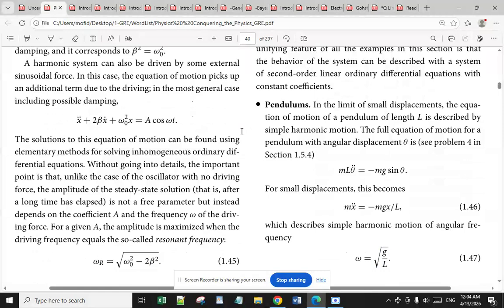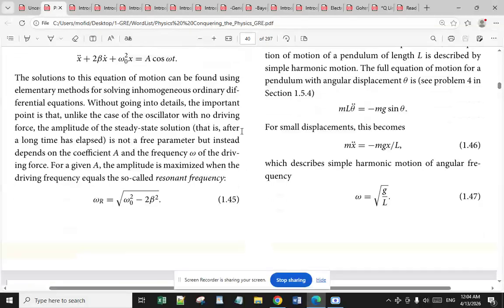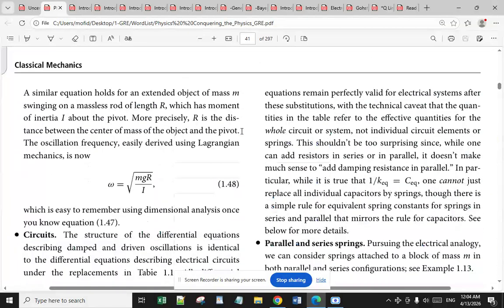For a small displacement, this becomes m x double dot equals minus mgx divided by L, based on equation 1.46, which describes simple harmonic motion of angular frequency. The angular frequency, based on equation 1.47, is omega equals the square root of g divided by L.